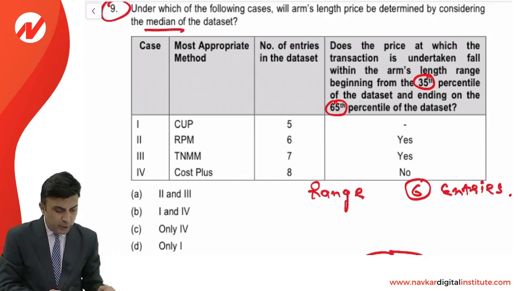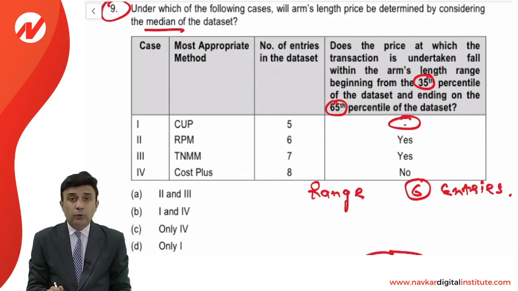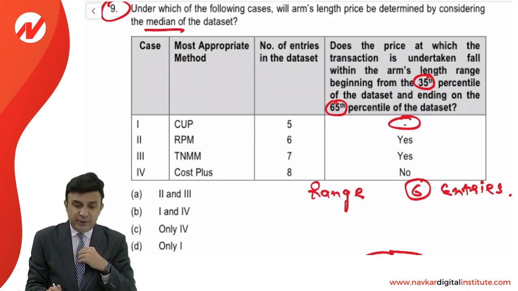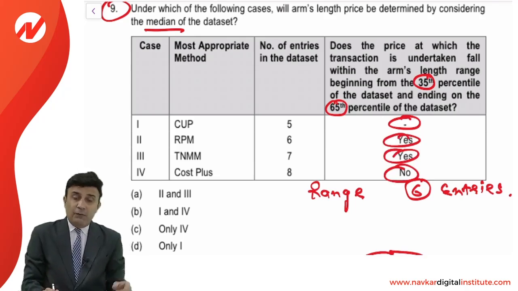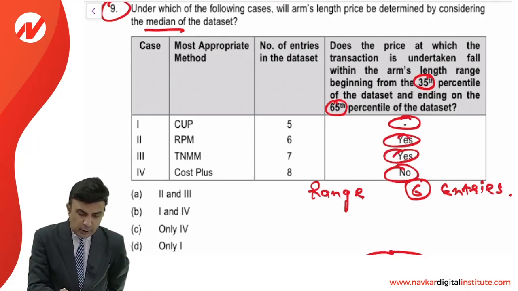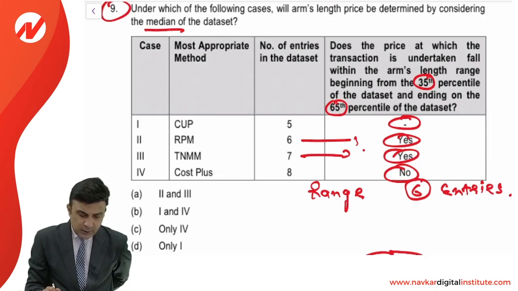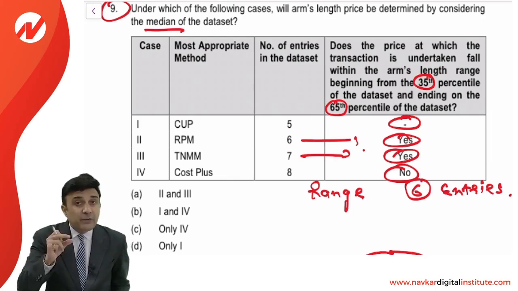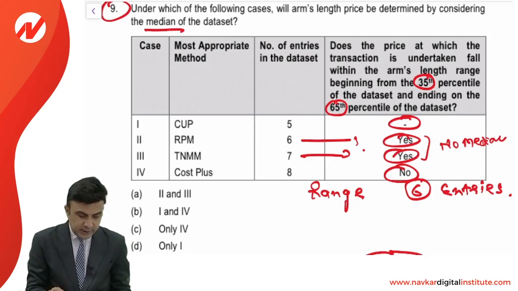Now, my point is, you are given that here there is no range because there are only 5 entries. With 6, 7, 8 entries, you have applied the range. When you are applying the range for 6 and 7 entries, in RPM and TNMM, can I say, friends, in both the cases you are falling within the range. If you are falling within the range, then you don't have to go for applying the median.